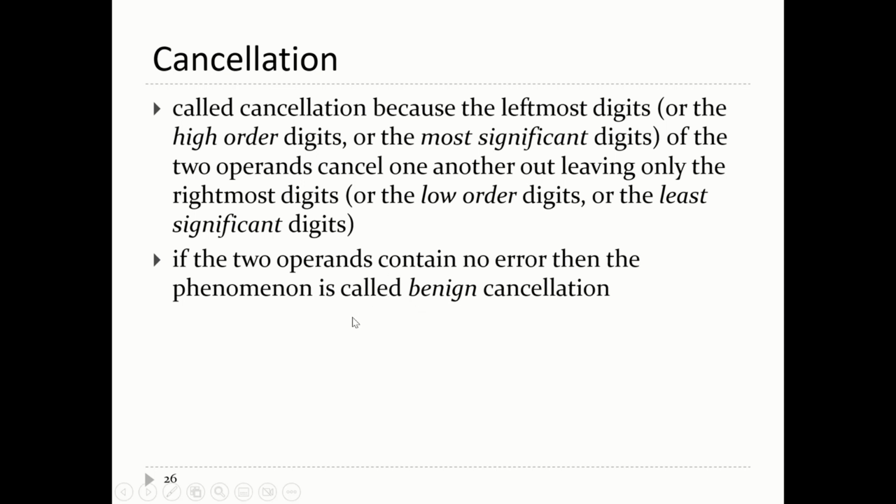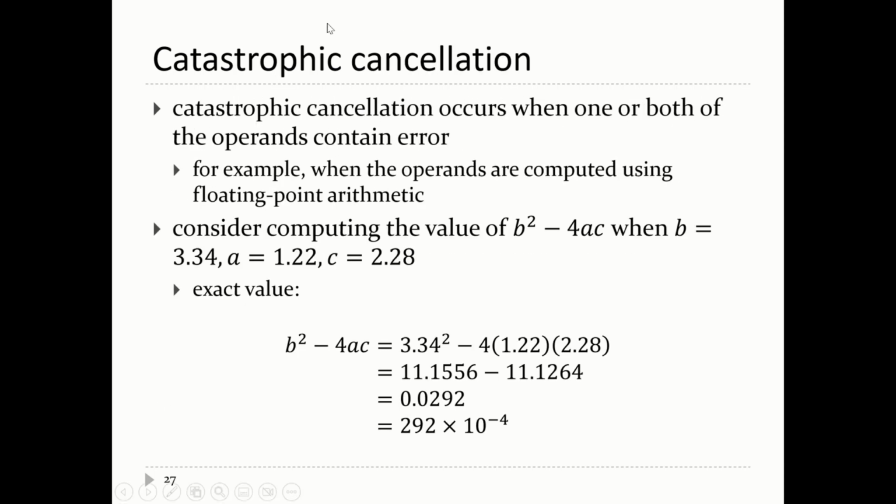Now, if the two operands contain no error, then this is just the way subtraction works. So yeah, you get cancellation, but it doesn't matter, because that's how subtraction is defined. So we call that benign cancellation. Okay, so let's stop there. There's a phenomenon called catastrophic cancellation that occurs when you subtract two values, but one or both of the values have error in them. And we've already seen that error creeps in very easily when you do floating point calculations. So we'll look at that phenomenon in the next lecture.